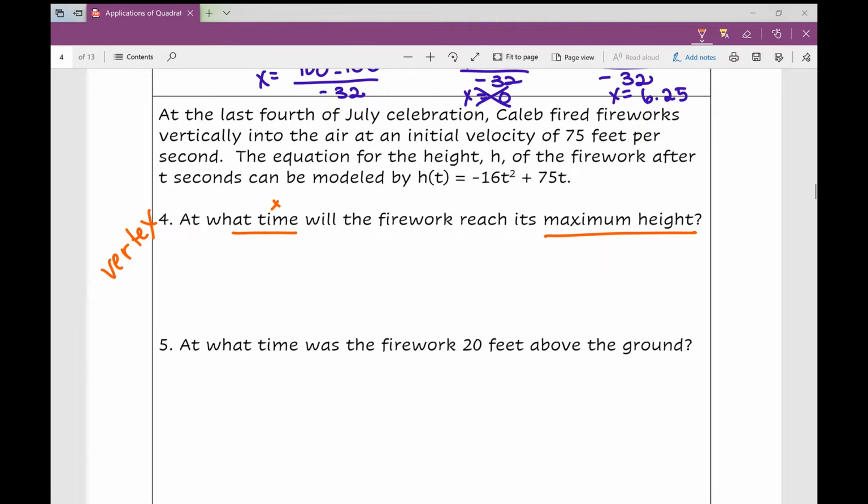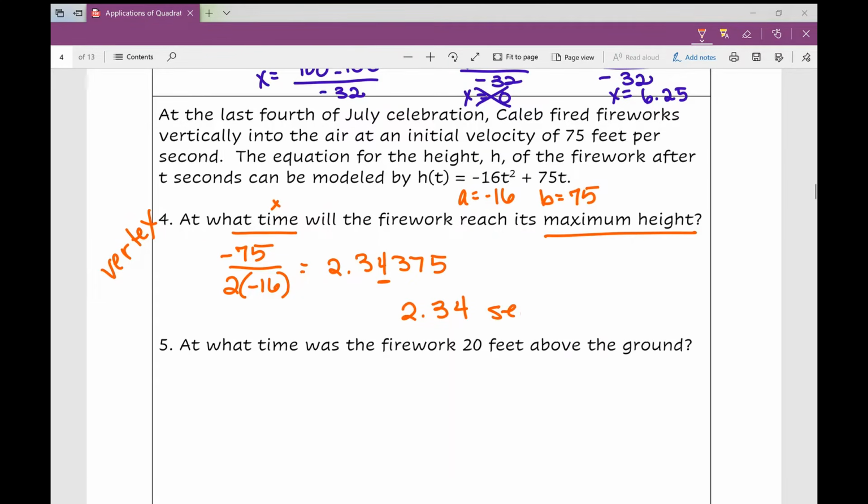So I know that the x value at my vertex is negative b over 2a. So let's label a is negative 16 and b is 75. Okay, so now if I plug in negative b over 2a, I'm going to get negative 75 over 2 times negative 16. And when I plug that into my calculator, I get 2.34375. And I'm going to round that to the nearest hundredths place, and I get 2.34 seconds.